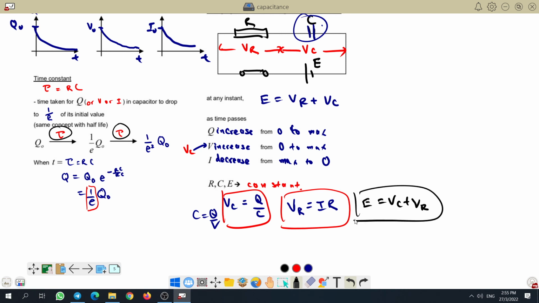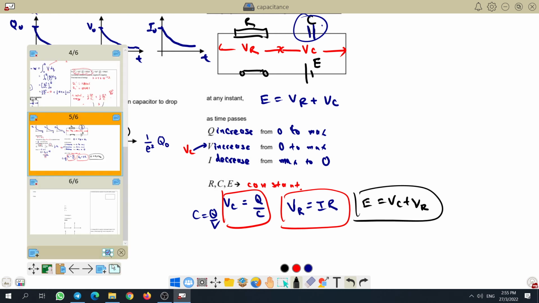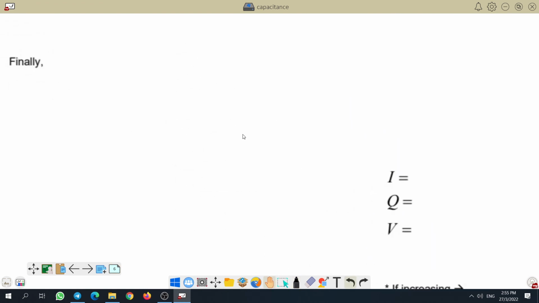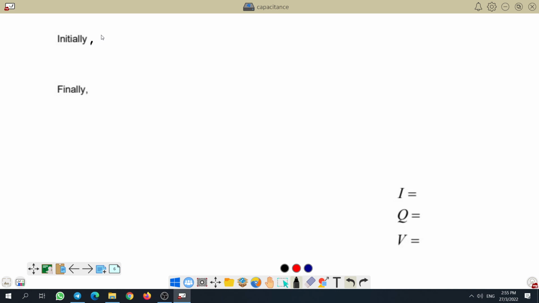So we're going to use these 3. We are still going to start with, yang mana ada T? V, Q, I. V I saja. But a few other things you need to take care of. Initially Q is 0. V is 0, but V is apa yang 0? VC ke VR? VC is 0, sebab dia belum ada charge.